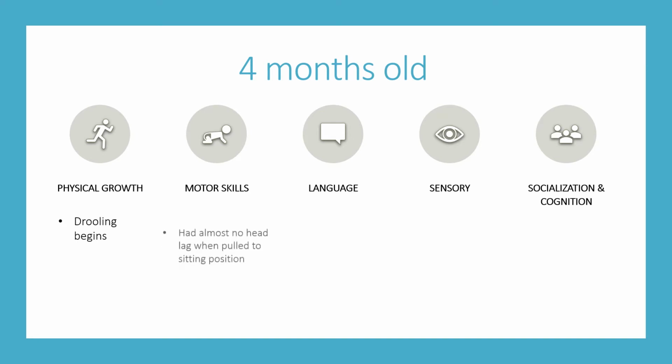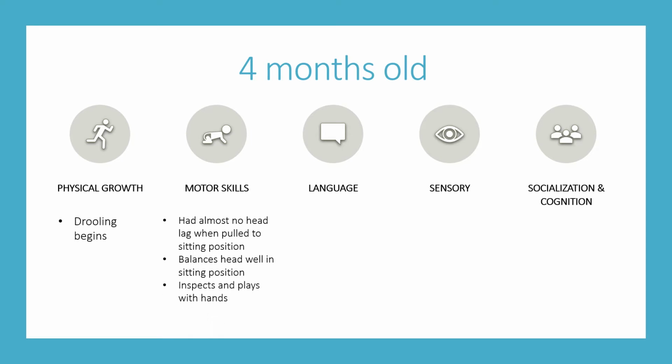With their motor skills, they have almost no head lag when they're pulled up into a sitting position. And to have a good picture of that, you can look at figure 10.5 in the Wong's Nursing Care of Children book. They can balance their head well in a sitting position, so they're still a little top heavy with their head, but they can hold it upright a little bit more.